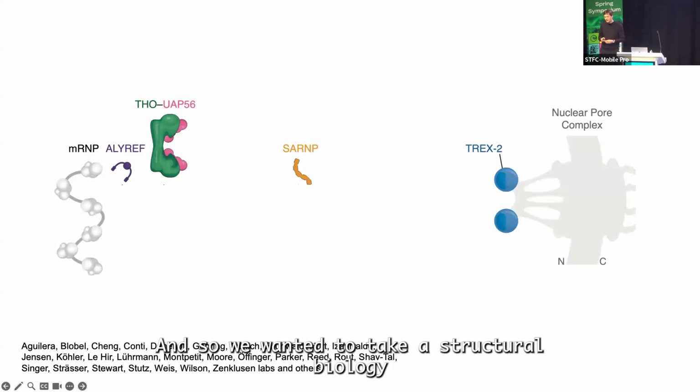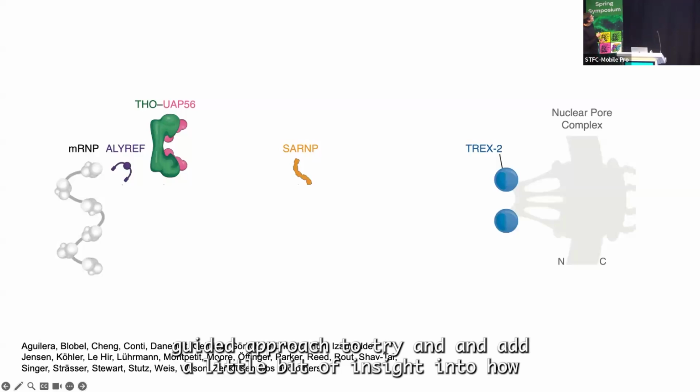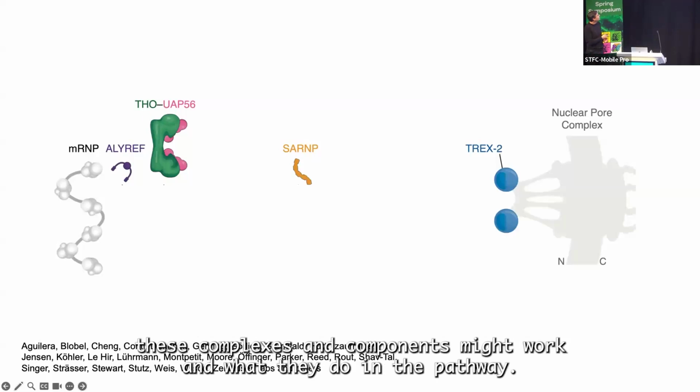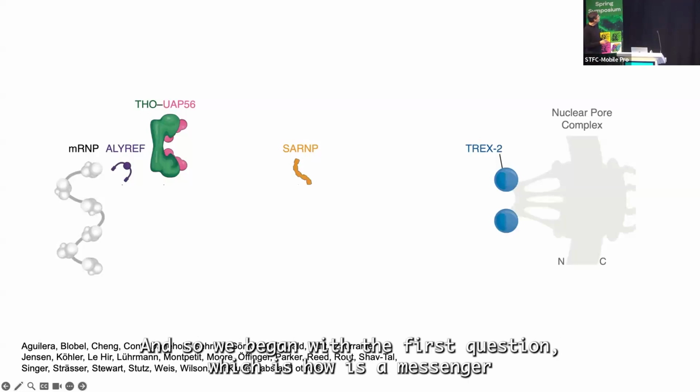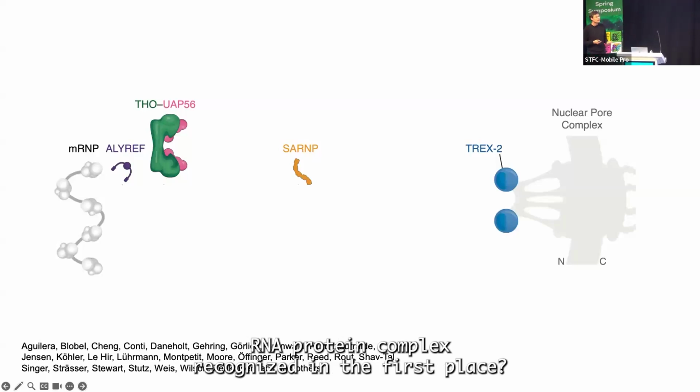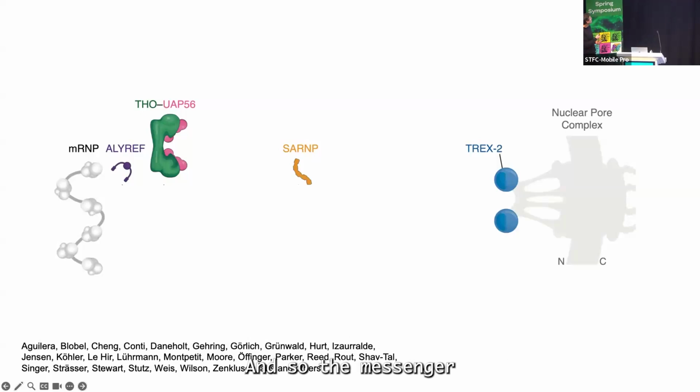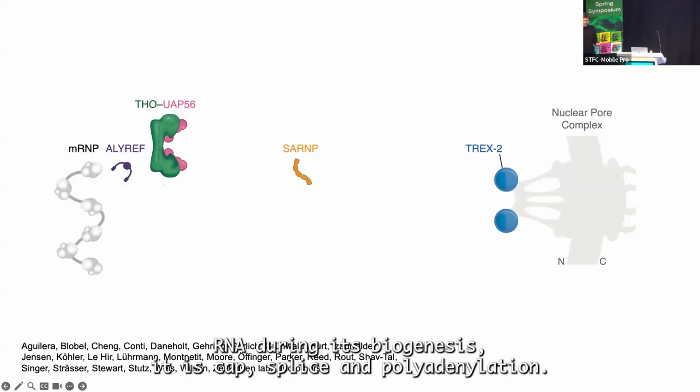And so we wanted to take a structural biology guided approach to try and add a little bit of insight into how these complexes and components might work and what they do in the pathway. We began with the first question, which is, how is a messenger RNA protein complex recognized in the first place? The messenger RNA, during its biogenesis, is capped, spliced, and polyadenylated.